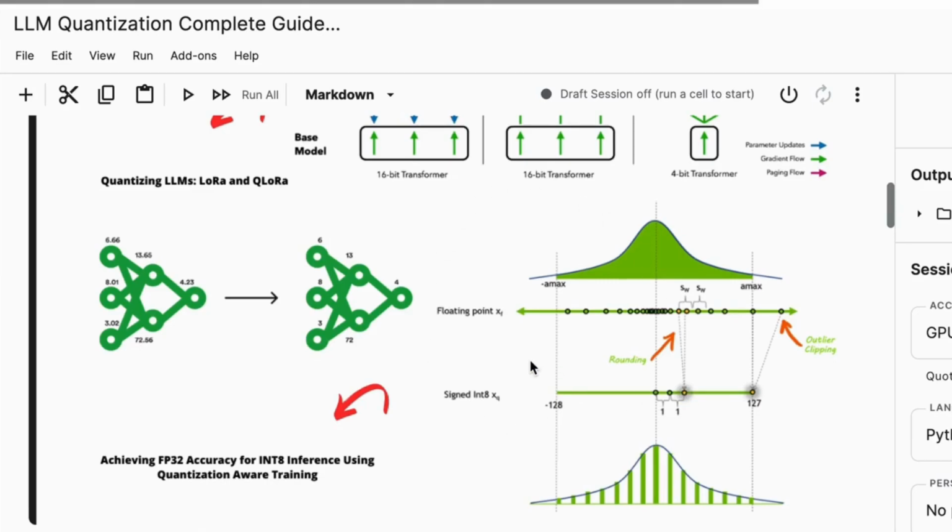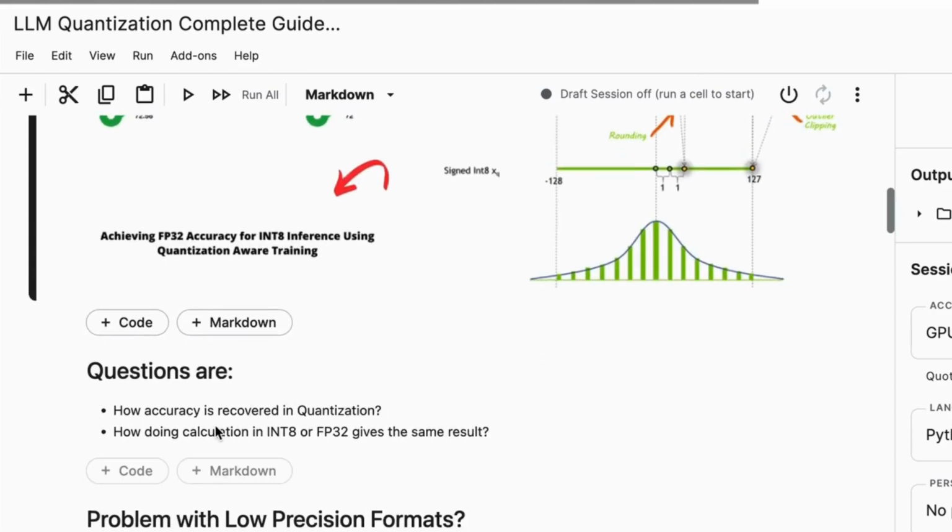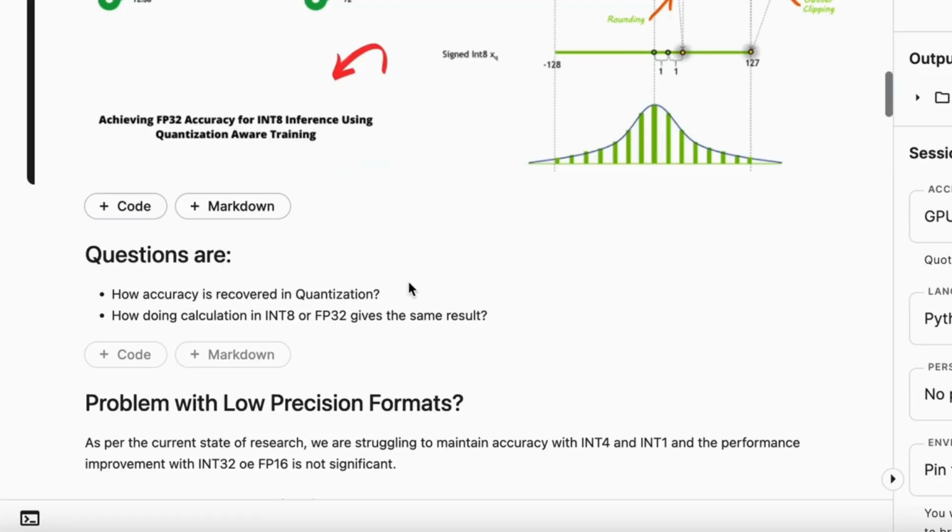These things are done, but the main questions remain: how is the accuracy recovered in the quantization, and how does doing calculations in int8 or FP32 give the same results? We need to check these, because they are the most crucial thing. In the high precision formats your accuracy is also high, but if we reduce the precision, our accuracy also drops. So we need to take care while doing the quantization that the accuracy does not drop.